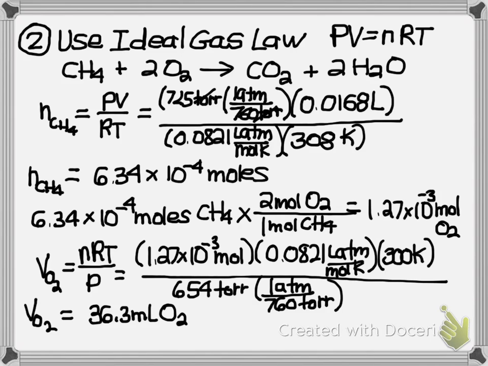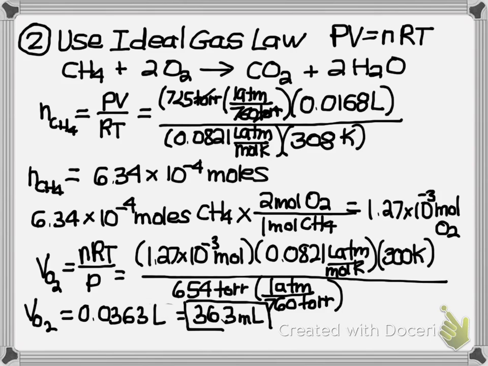Actually, I take that back, because when you solve this, you're in liters. So you would get 0.0363 liters, and then you would say 36.3 milliliters, which is the same answer we got in the previous problem. It's not necessary that you solve this problem in both ways. I just want you to see that these gas laws are relatively versatile and that there are different ways sometimes to approach the problem and get the same answer.